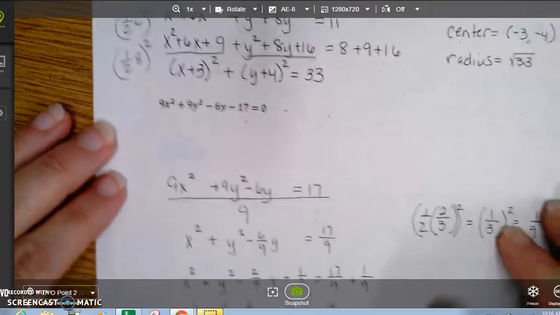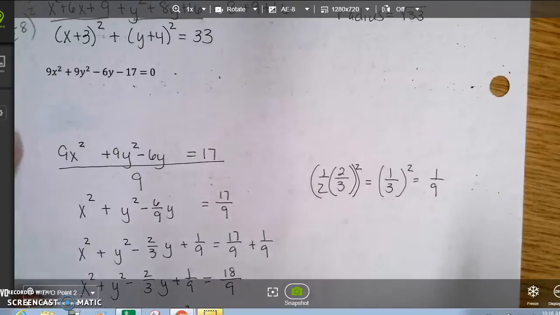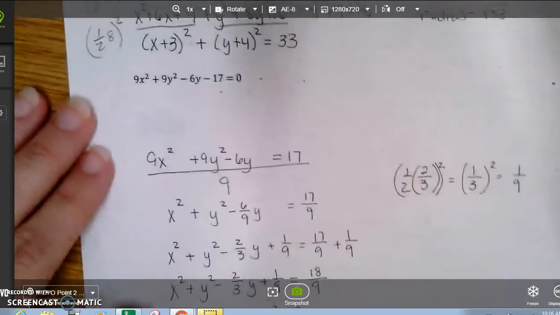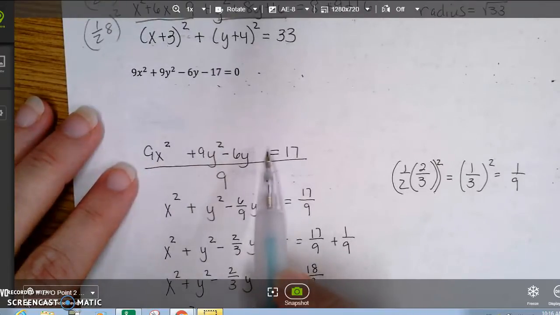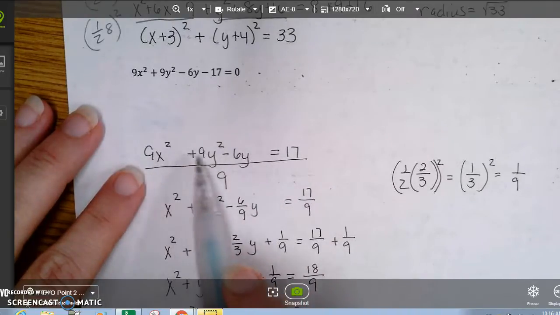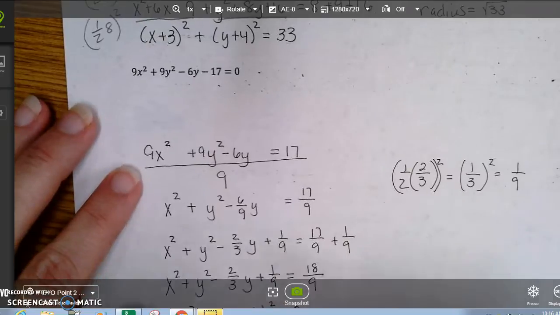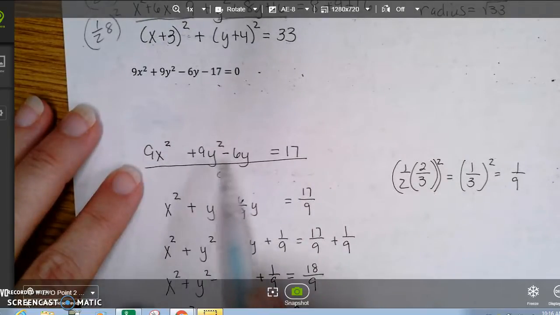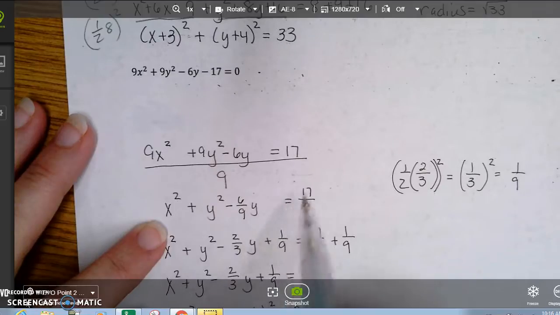Alright, our last one is not as pretty, but it is still possible. So on the last one here, remember when we talked about completing the square, you can only complete the square if you have coefficients of 1. And we don't have coefficients of 1. So our first step is to divide everything by 9 to get rid of the 9 in front of the x squared and the 9 in front of the y squared. If it wasn't 9, it would be a little bit harder problem to work, but we won't do one of those right away. So we're going to divide by 9, and we end up with x squared plus y squared minus 6/9 y, and then equals 17/9.